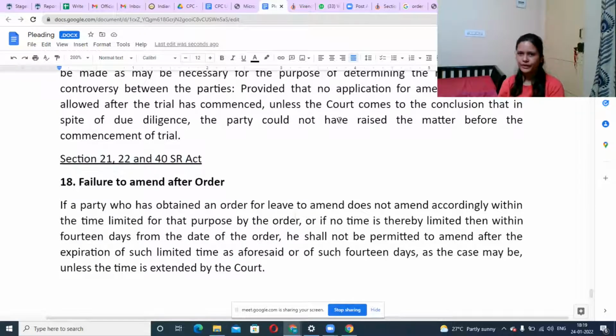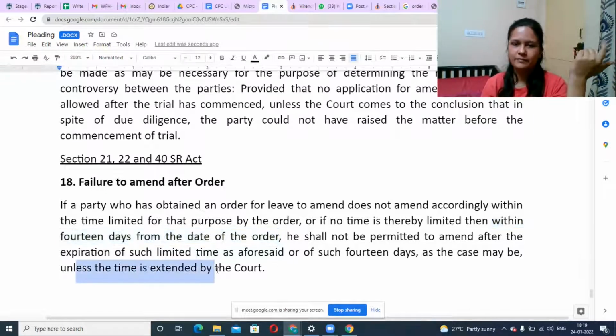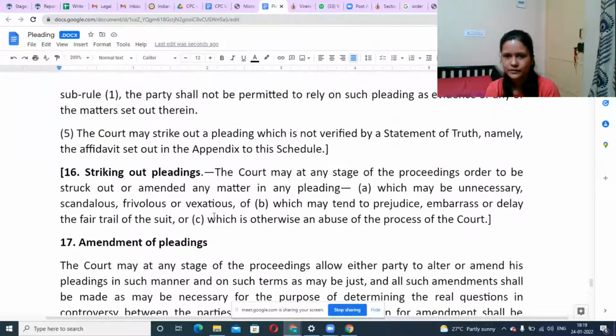If the court has accepted the application for making amendments in the pleading, we need to do it within the time limit prescribed by the court. If no time limit is mentioned, then we need to make those changes within 14 days. If we are not able to do it within this permitted time frame, then unless and until the court accepts, we cannot make the changes. So this talks about failure to amend after the order. Within the time frame prescribed or within 14 days, we are expected to make the changes.